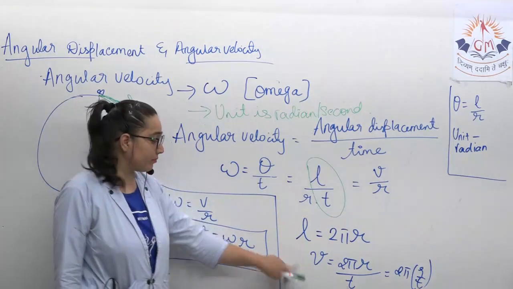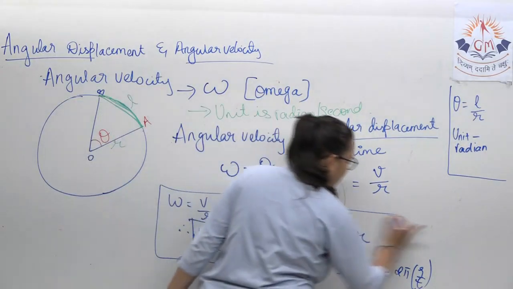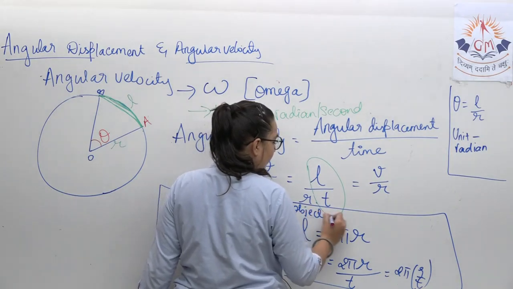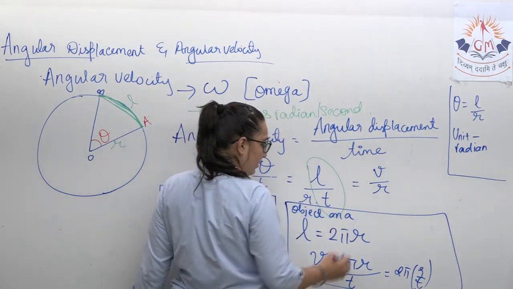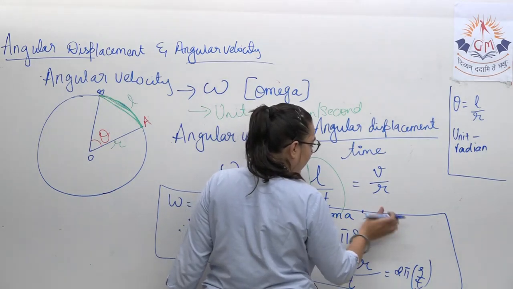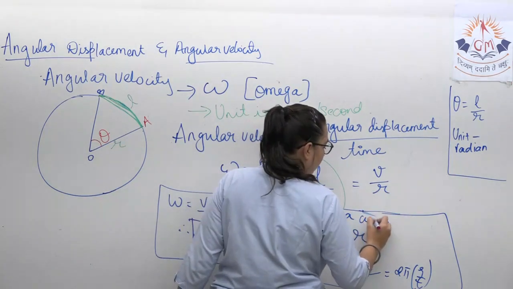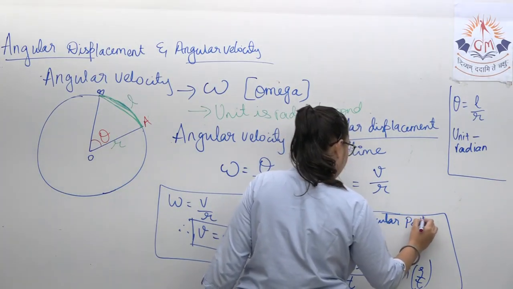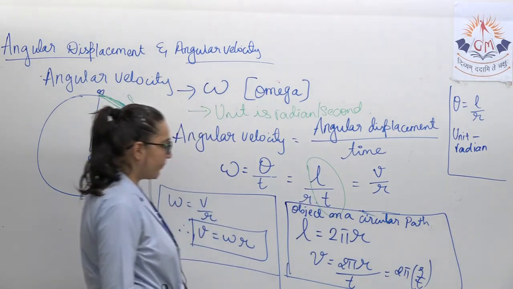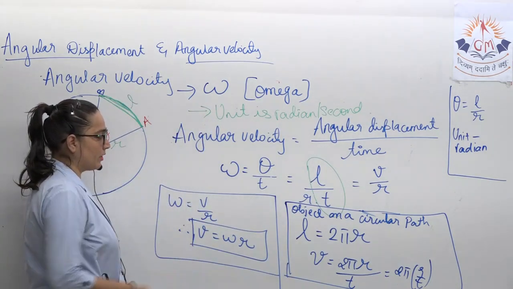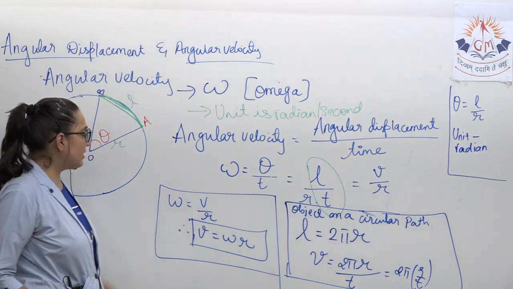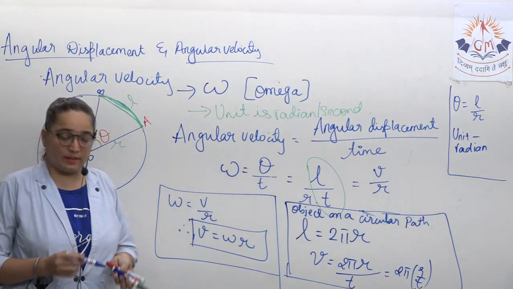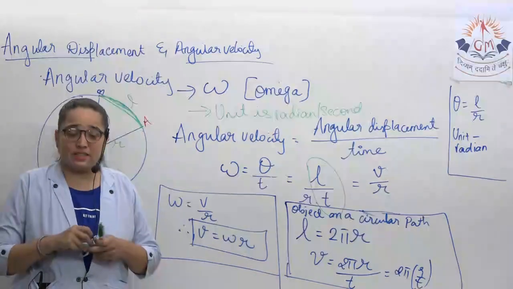Here we have considered that the object is moving on a circular path, and we are considering linear velocity. The linear displacement, the distance. This is how the angular velocity and everything is related. Okay? That's the content for the day.